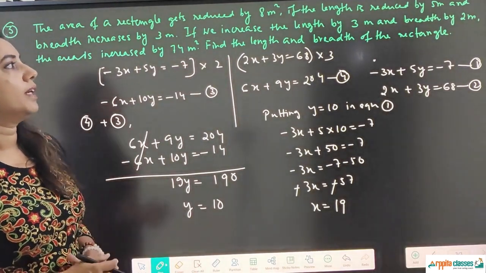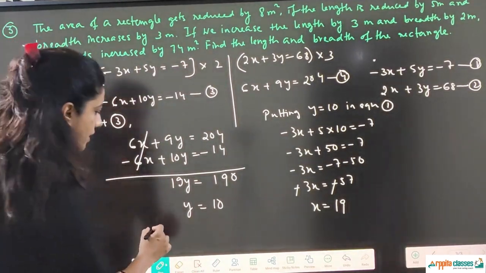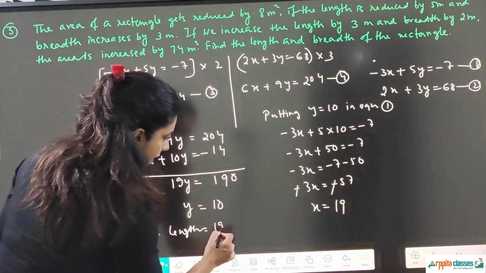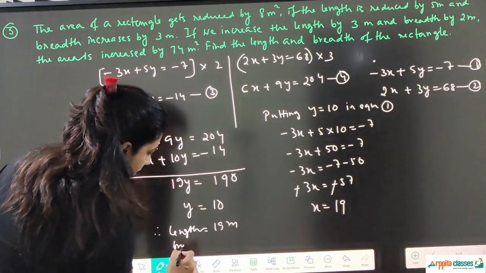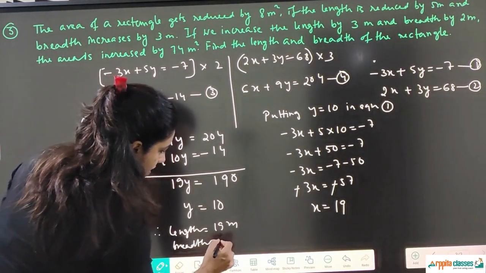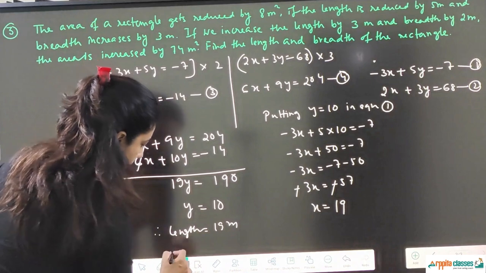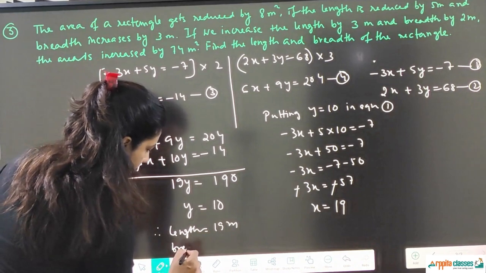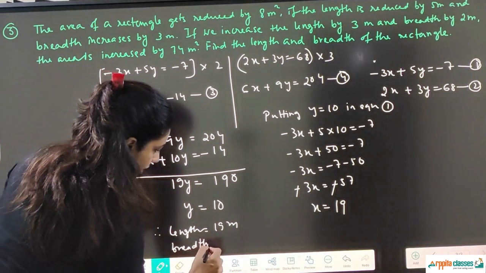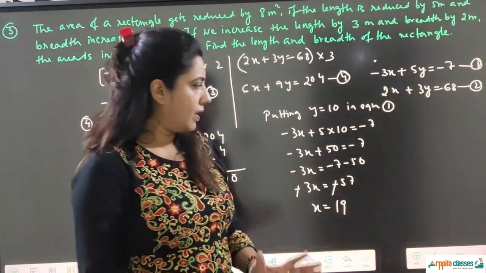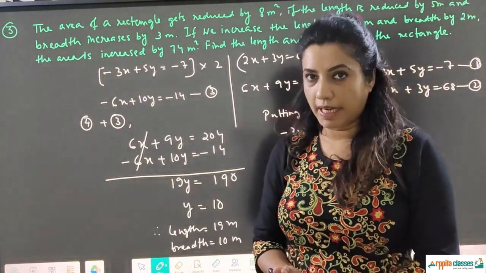They are asking for the length and breadth of the rectangle. Therefore, length is 19 meter and breadth is equal to 10 meter. Okay, so this way we have to do the sums based on area.